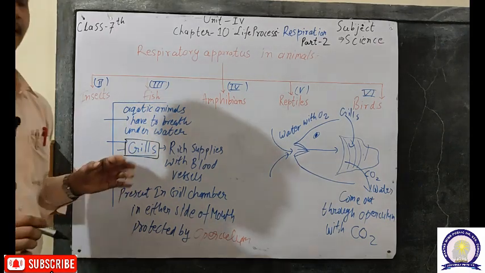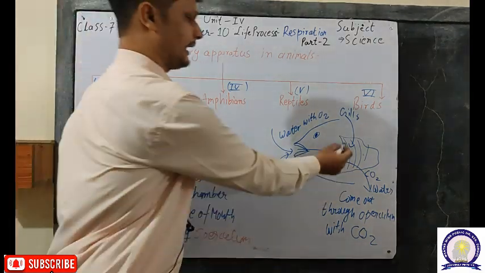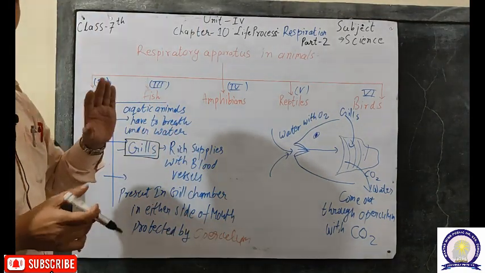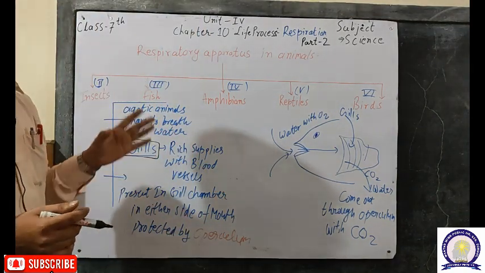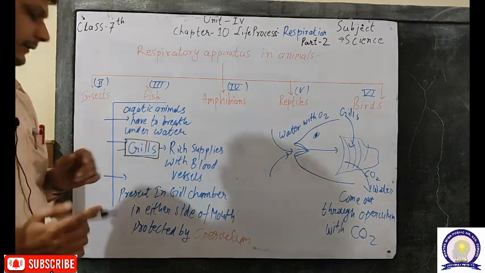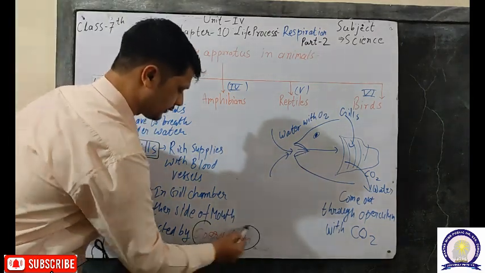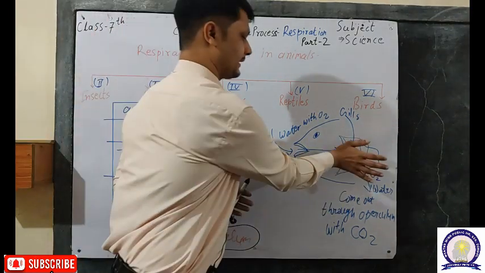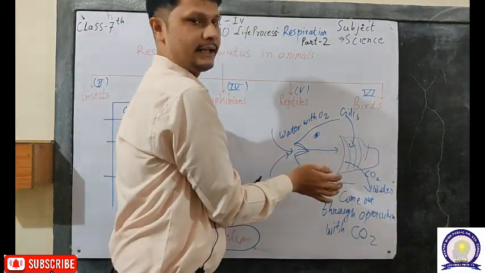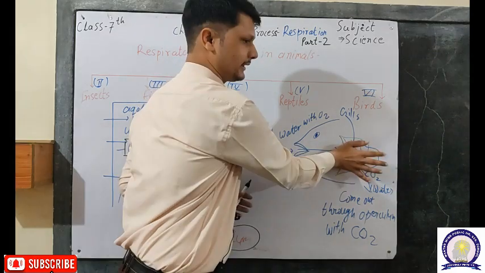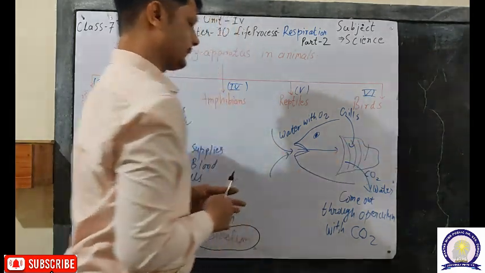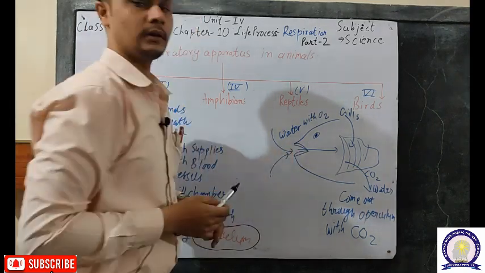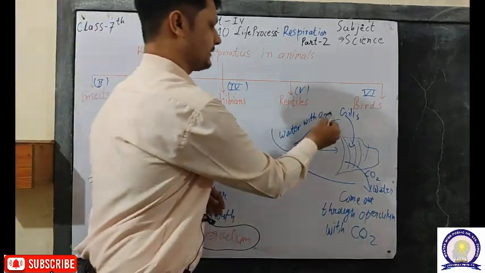These gills are present on either side of the mouth in the fishes, within the gill chamber, and that gill chamber is protected by a bony flap called an operculum. That means the gills are covered by a bony flap-like structure called an operculum that can be opened. So the water that comes in the mouth of the fishes carries the oxygen.